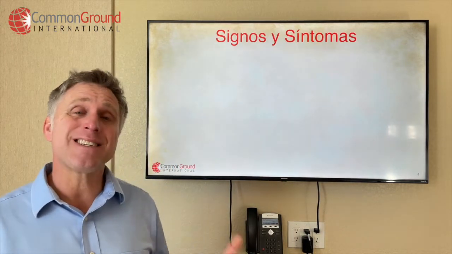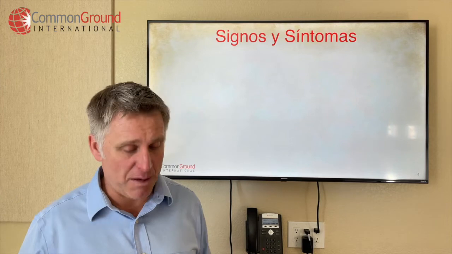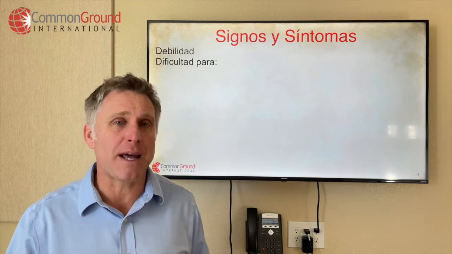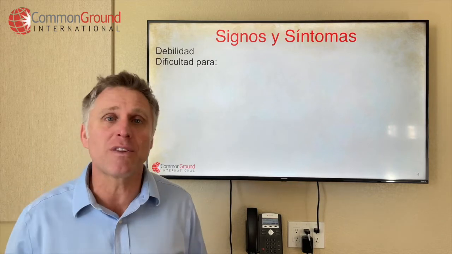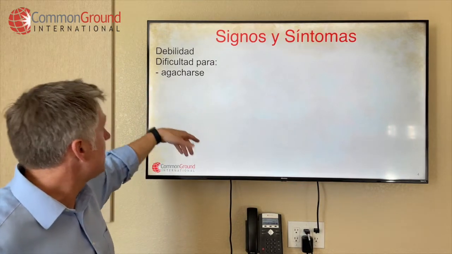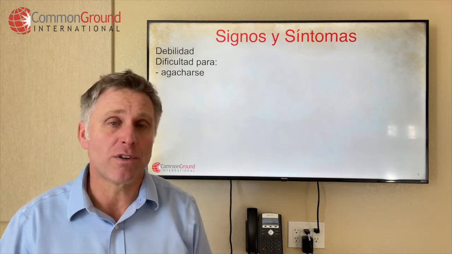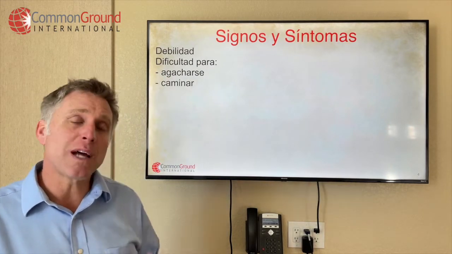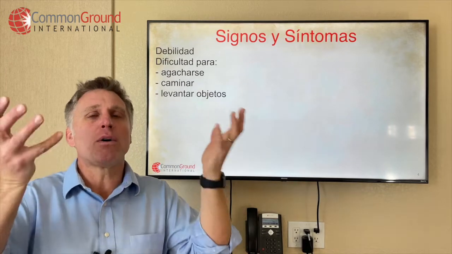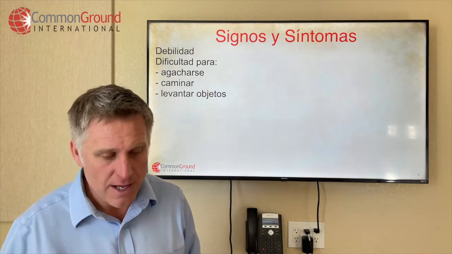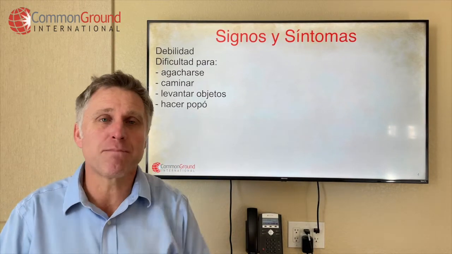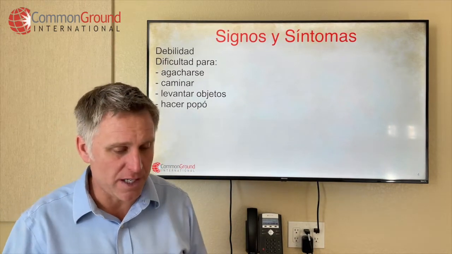All right, signos y síntomas, some signs and symptoms of back pain. So debilidad, weakness in general. Dificultad para is our way to say difficulty doing something. And we usually add a verb right after it. So dificultad para agacharse, bending over. So difficulty bending over. Dificultad para caminar, difficulty walking. Dificultad para levantar objetos, so lifting objects. Dificultad para hacer popó. It's a fine way to say go poop or move your bowels kind of thing.